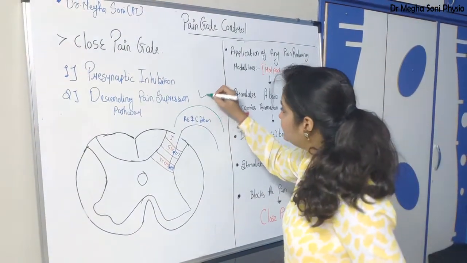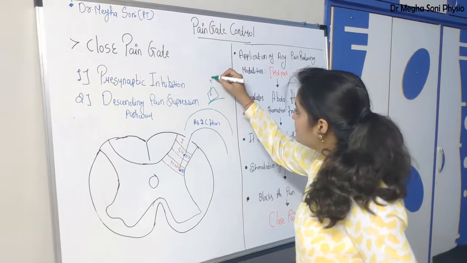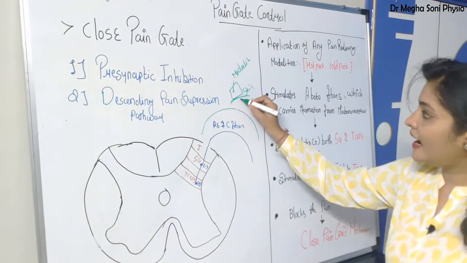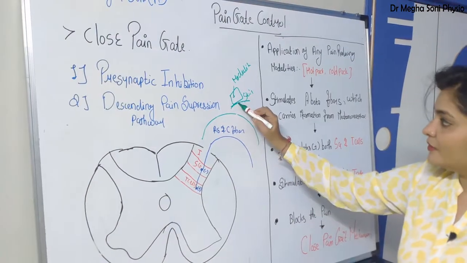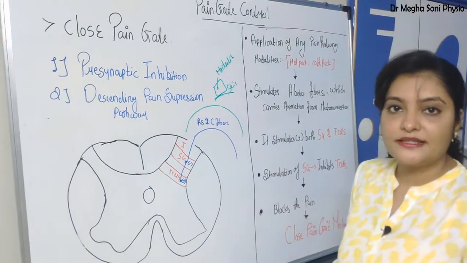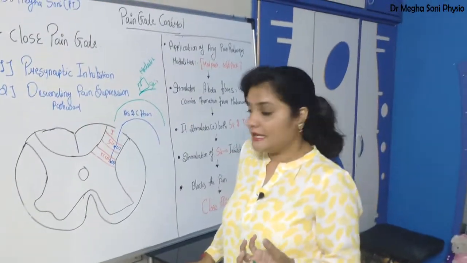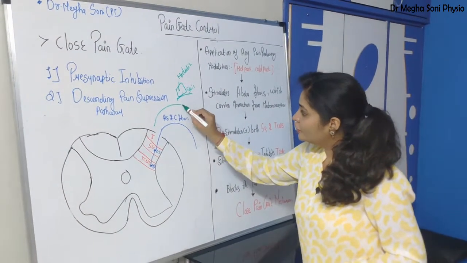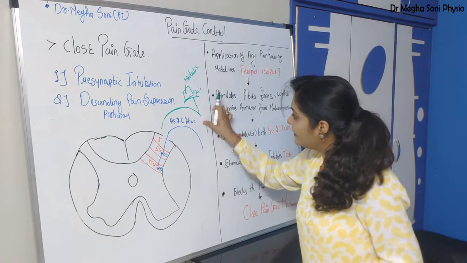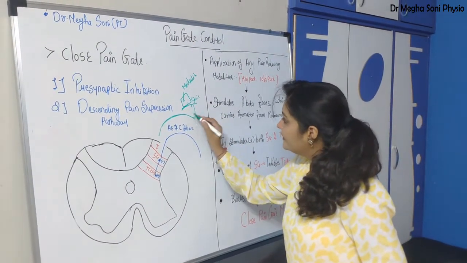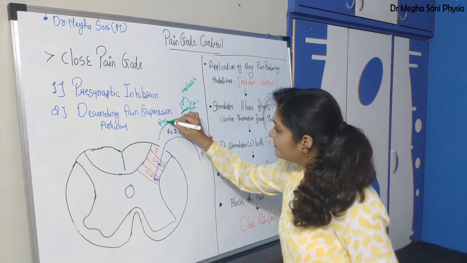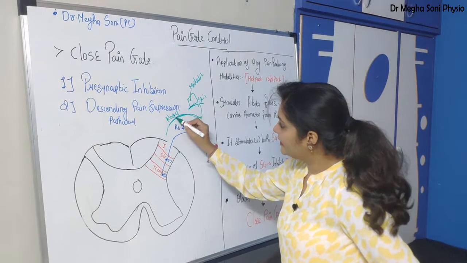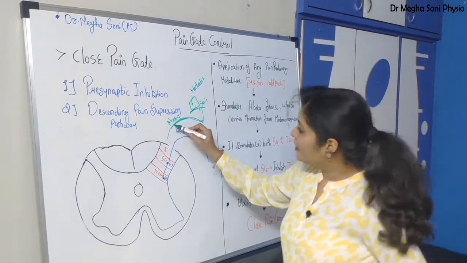Now if I have applied some modality over the skin region, it stimulates the receptors beneath the skin, and this sensation will be carried through one nerve fiber, that is the A beta nerve fiber. So this type of sensation will be carried through the A beta fiber.